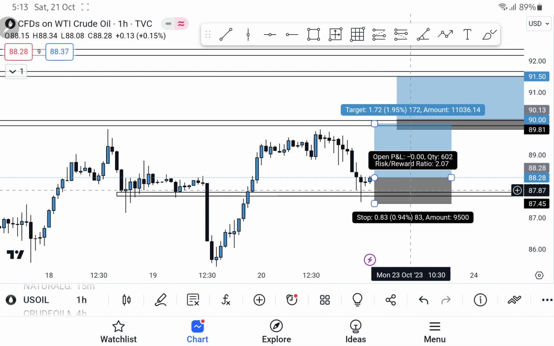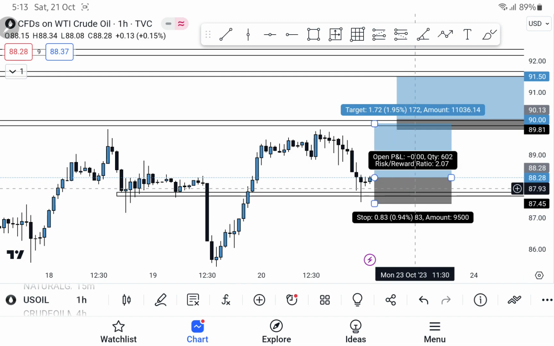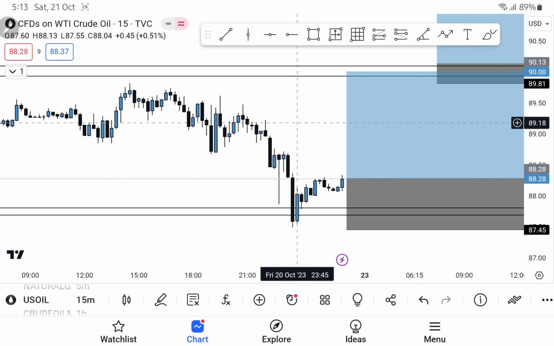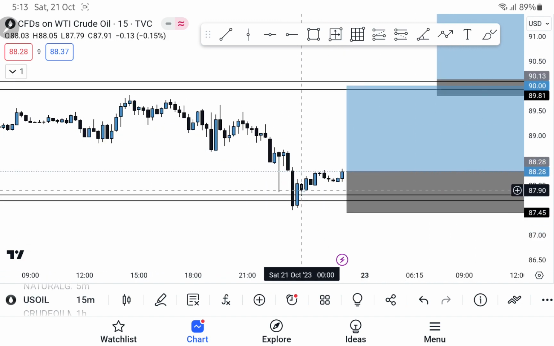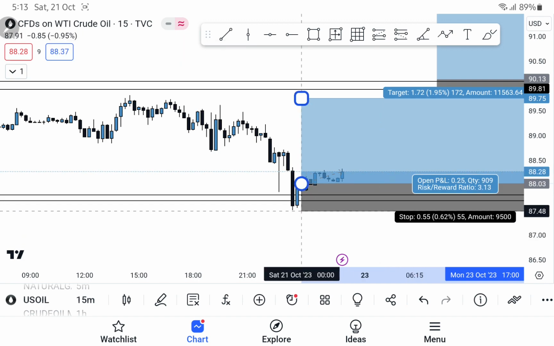Why did I not use this? Because the stop loss is huge. That is why I did not enter this trade. If I had seen this in the 15 minute time frame, I would have definitely gotten a good trade. I'll show you. See, this is a 15-minute candle. This second candle I would have entered, so this will be my stop loss.